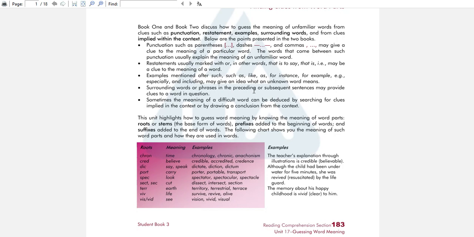And sometimes the meaning of a word can be deduced by searching for implied clues. Now, this is the most difficult one. Implied means it is not stated in the text, so you have to make your own conclusion, by drawing conclusions from the context. You look at the context and try to guess from it. So these are the ones that have been discussed in the previous books, Book 1 and Book 2.